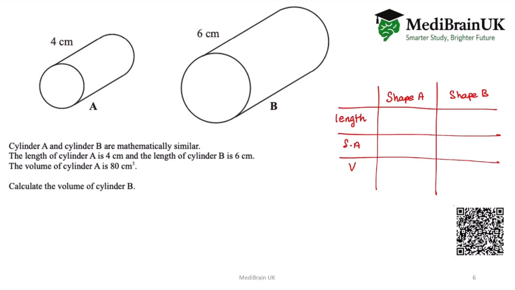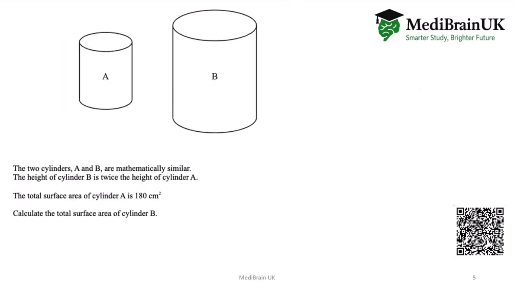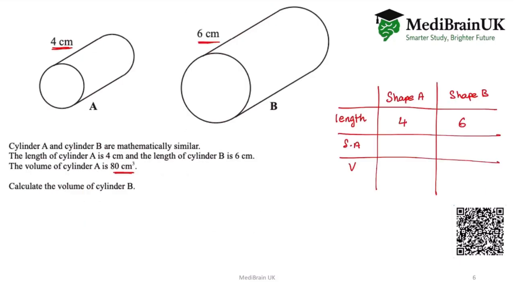Now, we know some key features. We know that the length of shape A is 4 centimeters, so we've got 4 there. And we know that the length of shape B is 6 centimeters, so 6 is there. We know that the volume of cylinder A is 80 centimeters cubed, so that's the volume of shape A. And we need to work out what the volume of cylinder B is. So that's our question mark there.